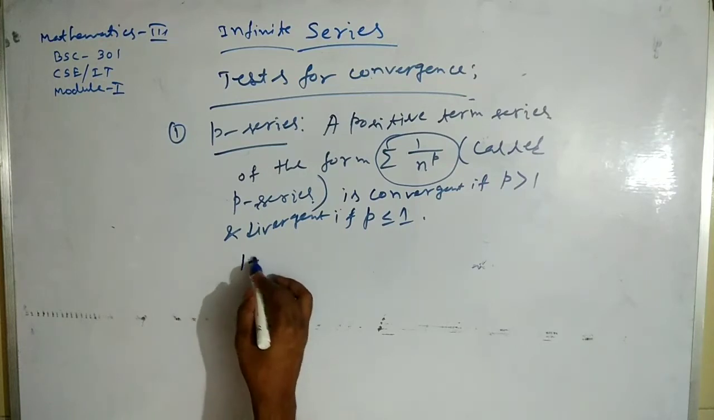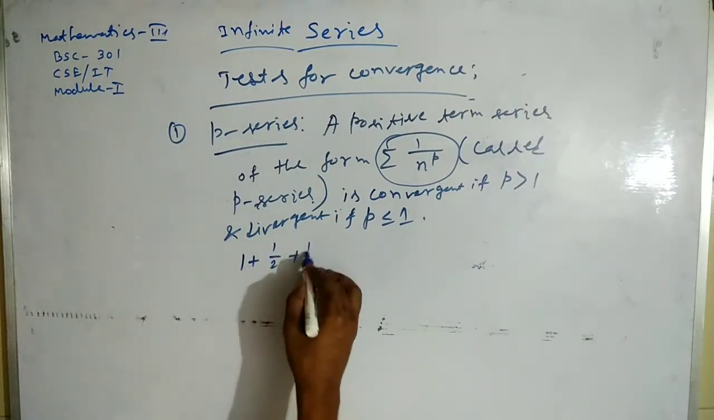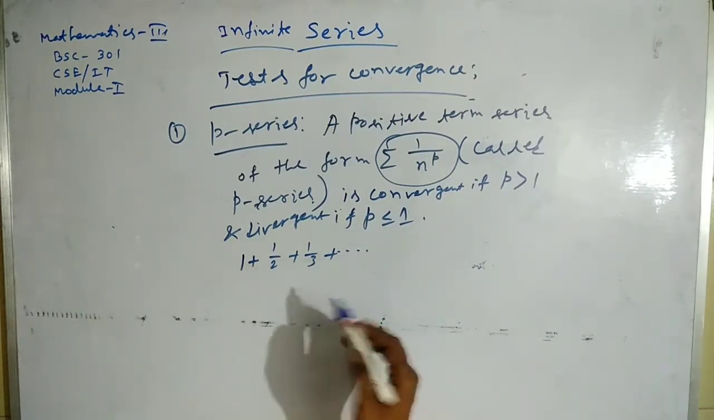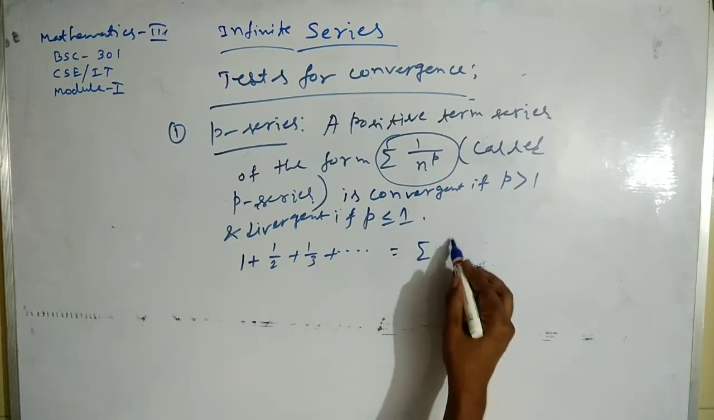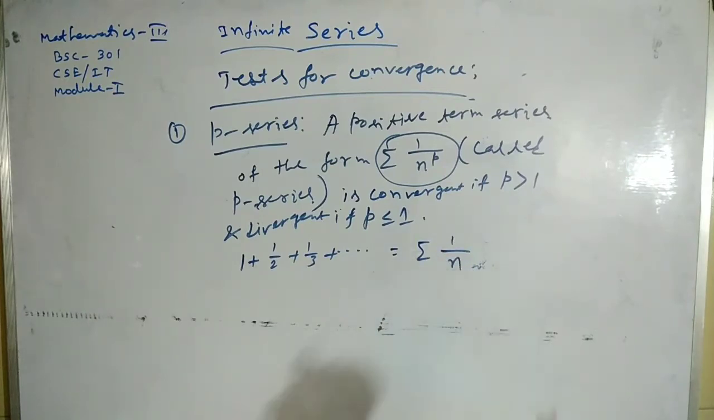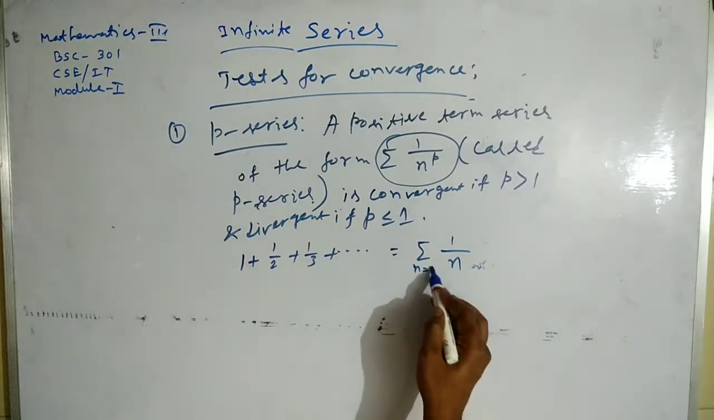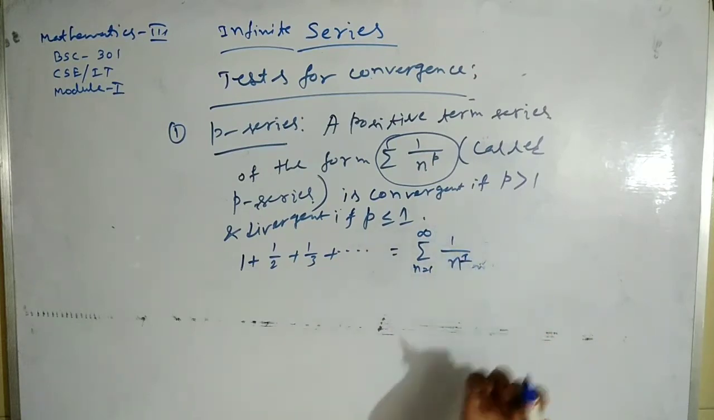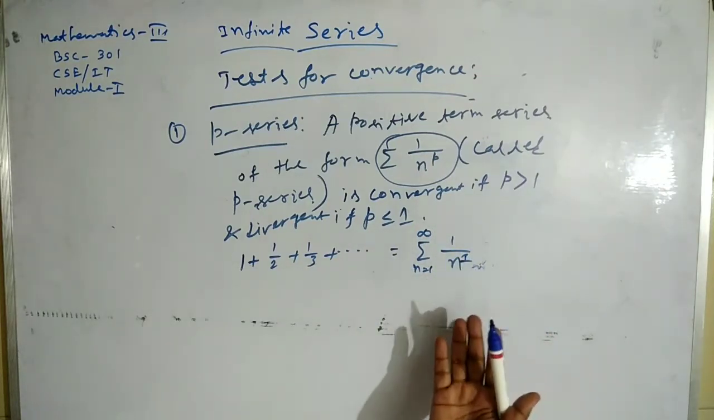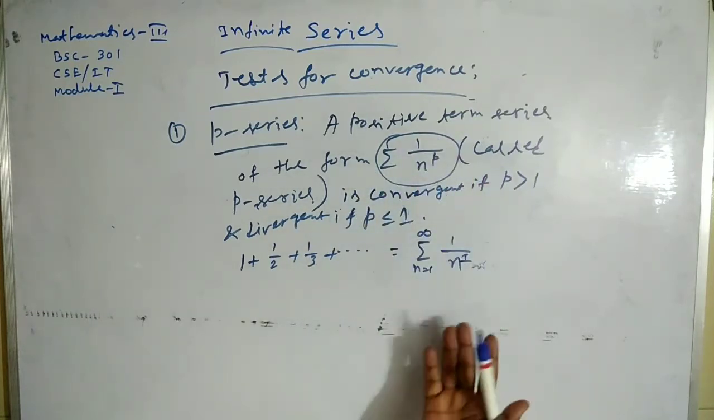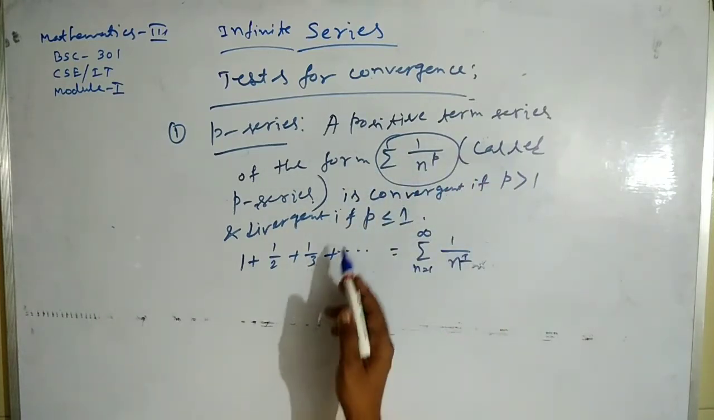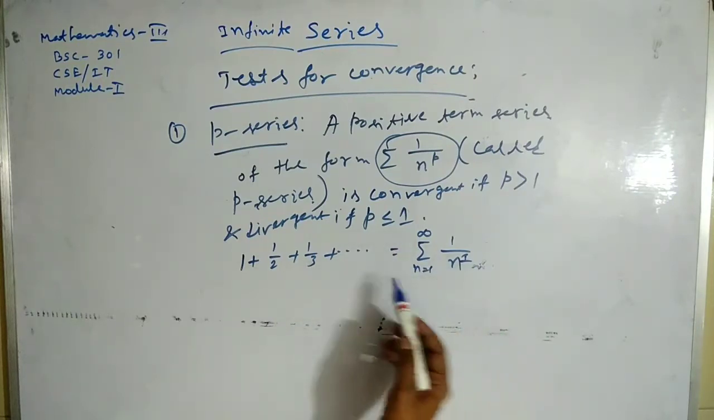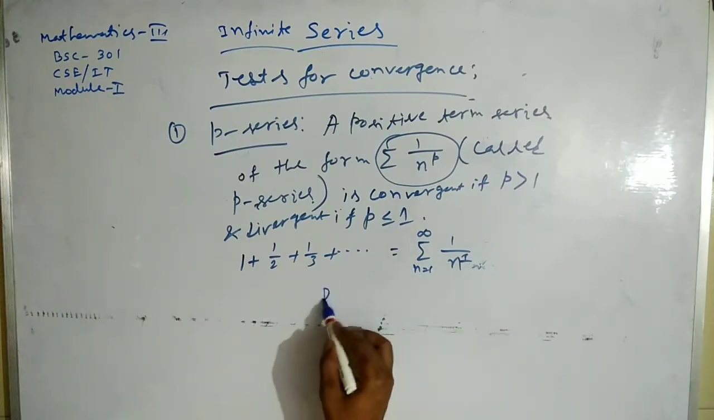Suppose we are taking this series 1 plus 1 by 2 plus 1 by 3 plus dot dot dot. If we write this series using summation, it will look like summation 1 by n, n equal to 1 to infinity. Here the power of n is 1, that is p equal to 1, so this is a p series in this form. According to the condition, if p is equal to 1, then this series will be divergent. So this series is divergent.